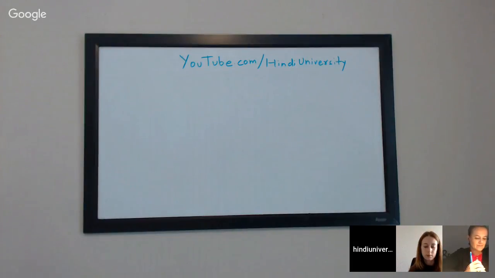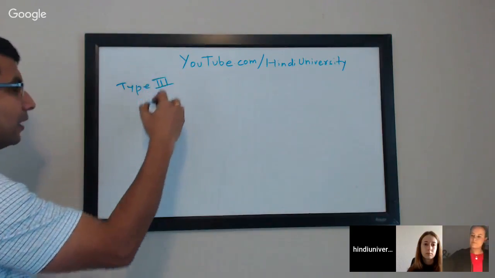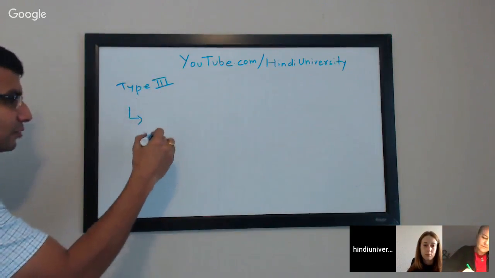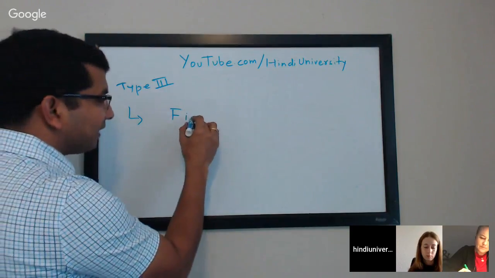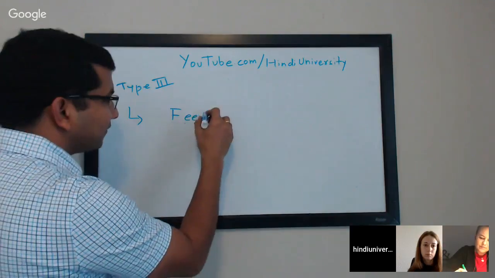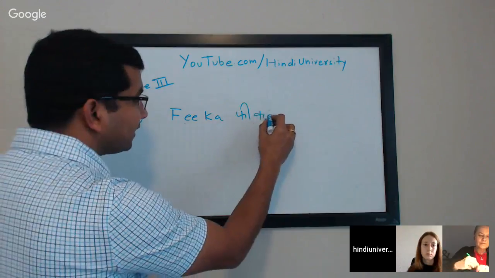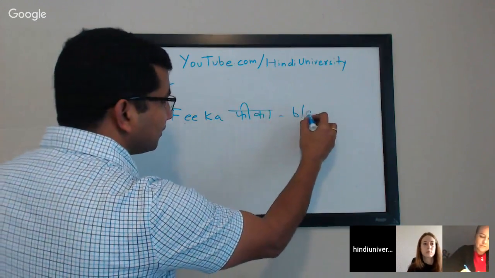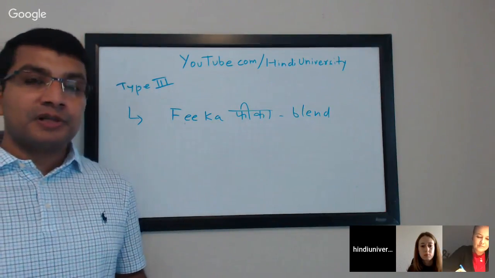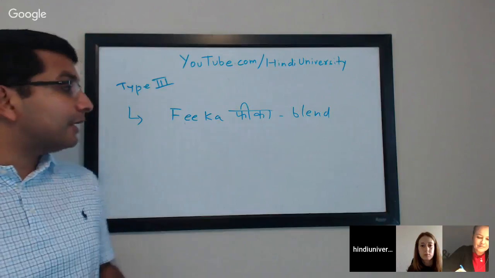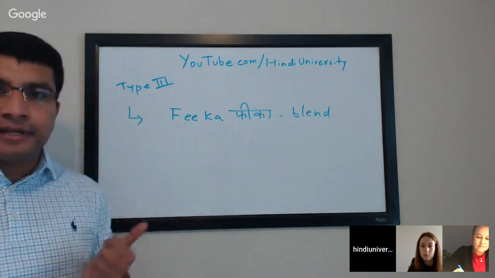So similarly, I'm just going to give some more examples on type three, and I want you to do it on your own as an exercise. So fika in Hindi is read as fika, f with e and then ka. Fika is nothing but bland. For example, if you are eating some vegetables or some dish and it's completely bland, you will use the word fika.